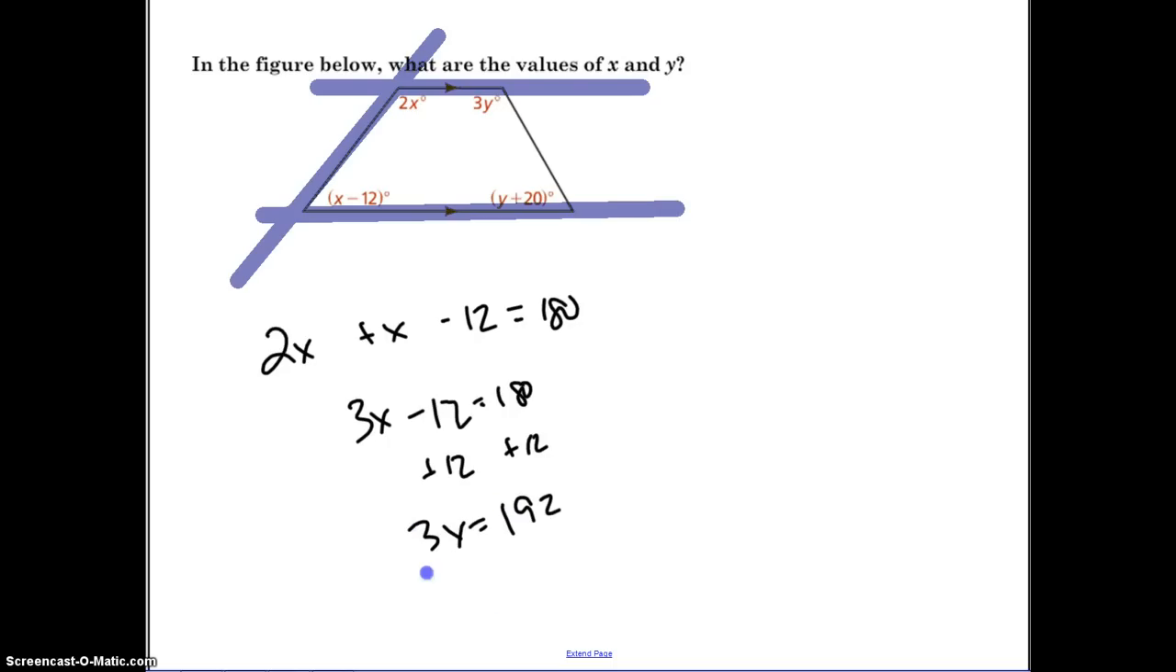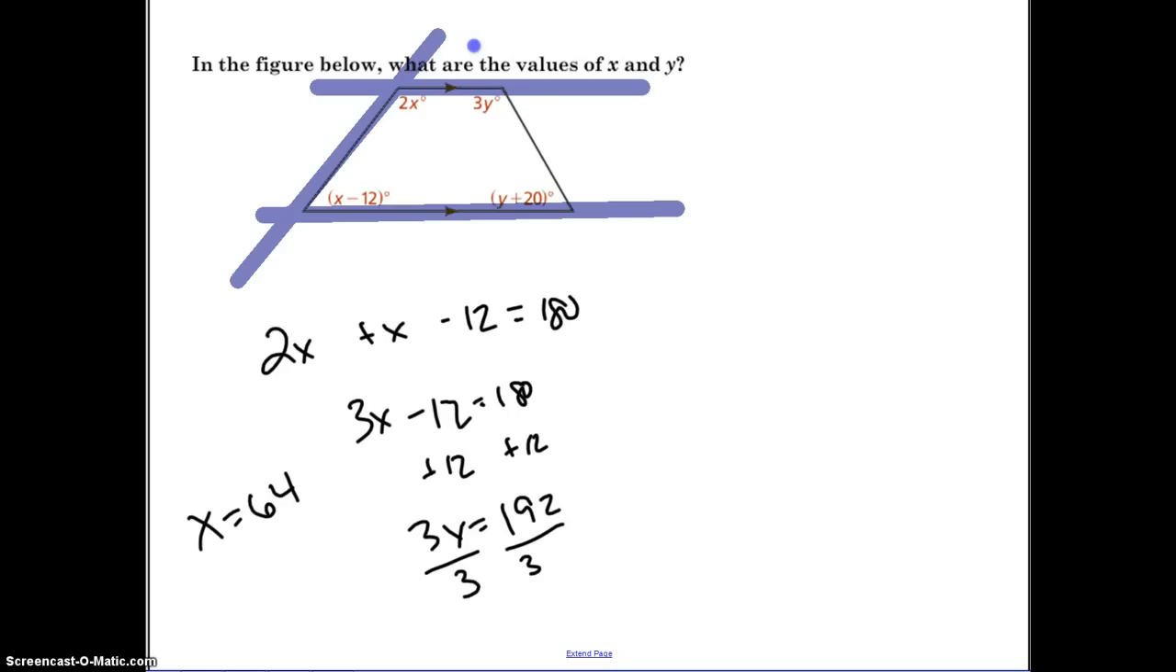So then I'm going to divide by 3, and x equals, well, 3 goes into 19 6 times, which is 18. So I have a remainder of 1. So how many times is 3 going into 12? 4 times. So x is 64.